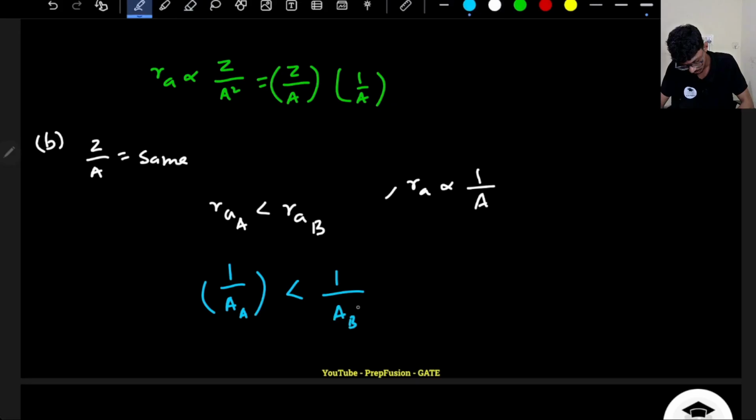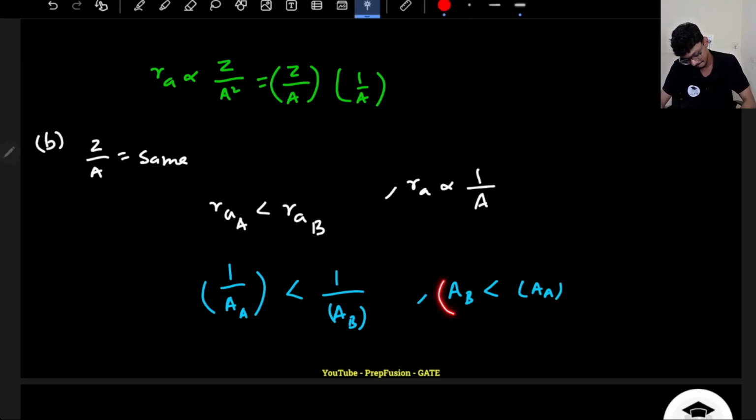Correct? So from here I can say that the number of parallel paths of path B will be less than the number of parallel paths of path A. Okay, so the number of parallel paths will be lower for the same voltage rating. Number of parallel paths of machine B will be lower than machine A. Okay, so there are more parallel paths in machine A.